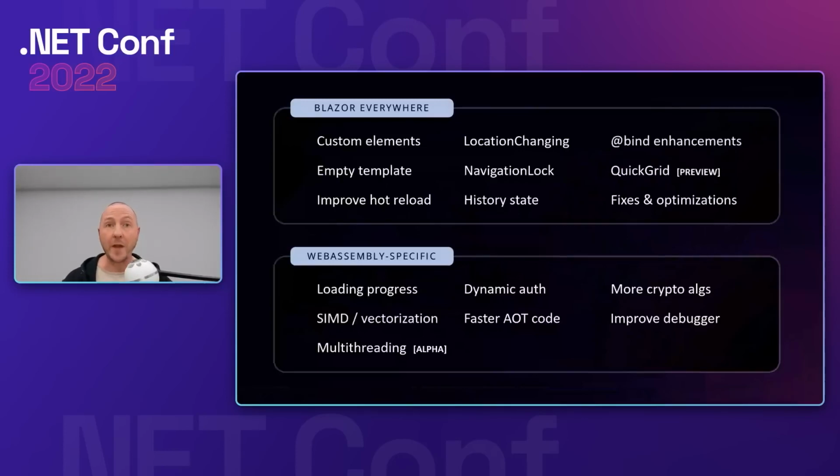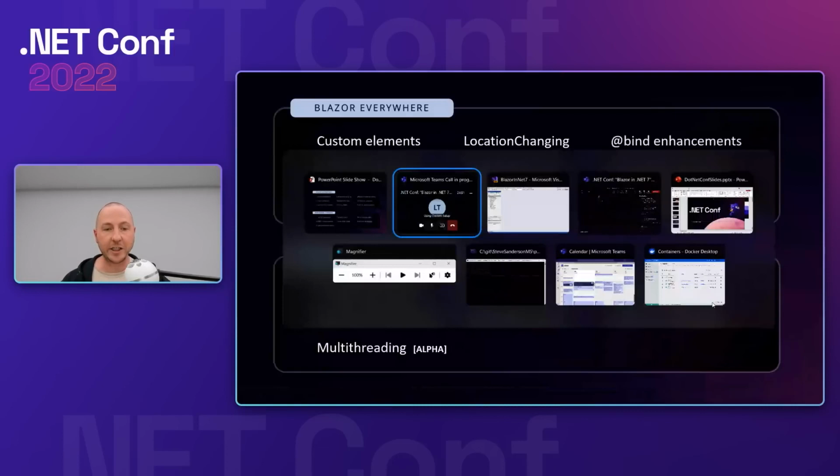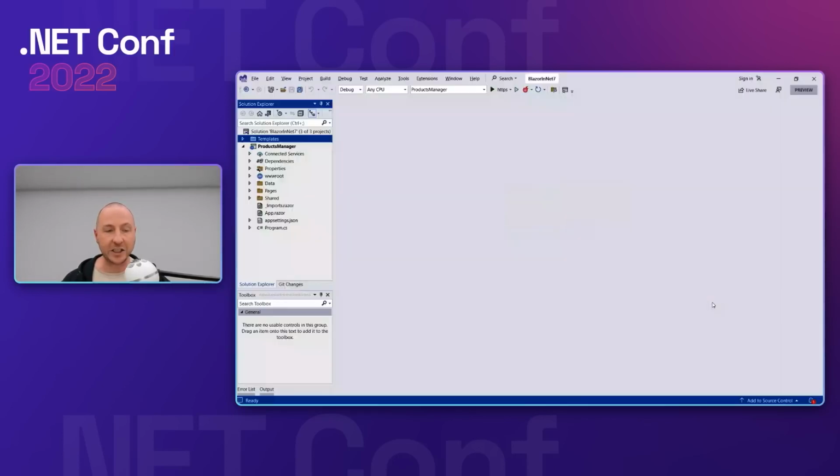Let's think now about some of the new Blazor features that work on all the hosting models, and I'm going to demonstrate them to you. So we're going to need a bit of a demo app to get started with. So let's just switch over to this sample application that I've put together. It doesn't use any .NET 7 features yet, but we're going to add some.